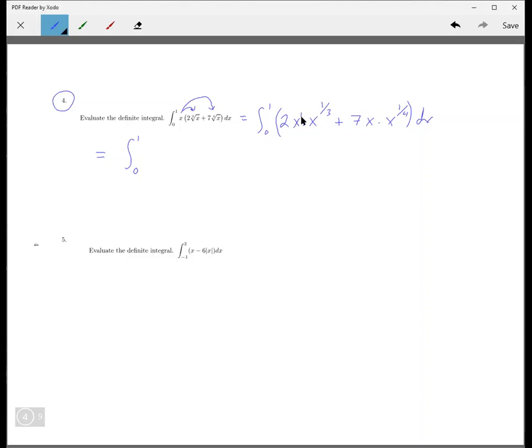So I'm also going to combine these two. So this is like x to the 1st power. 1 plus 1/3 is 4/3. So that's 2x to the 4/3. This one is also like 1. So 1 plus 1/4 is 5/4. So 7x to the 5/4. Okay, now that we have these powers, then I can go ahead and take the indefinite integral.